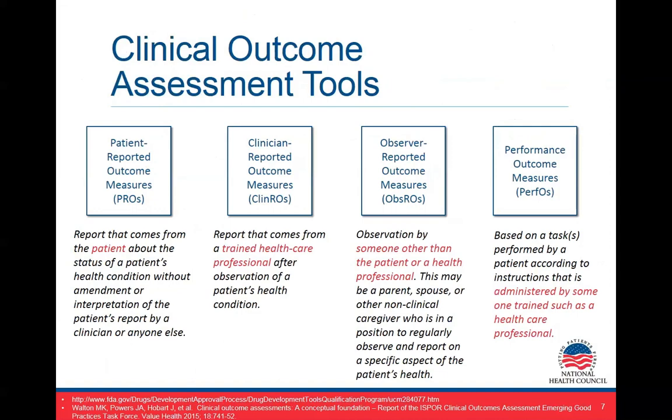And lastly, we have performance outcome measures, also known as PERFOs. These are outcome measures that are administered by someone trained. It could be a health professional, or it could just be someone who's been trained to do the observation. And this is a trained person who observes a patient perform a task and then does a rating or scoring of how well they did that task. So these are the 4 clinical outcome assessment tools that are part of COAs.